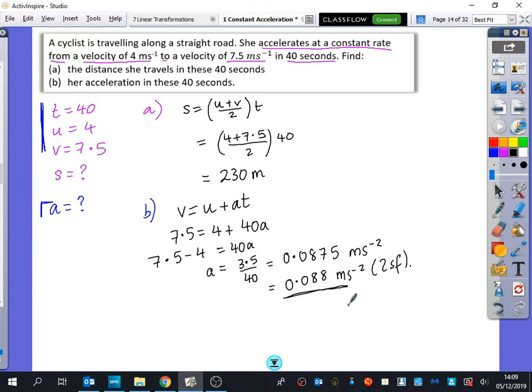Really just using the formulae, but what you want to see here is where did those formulae come from? They came from the graph. They came from everything that we've learnt so far.